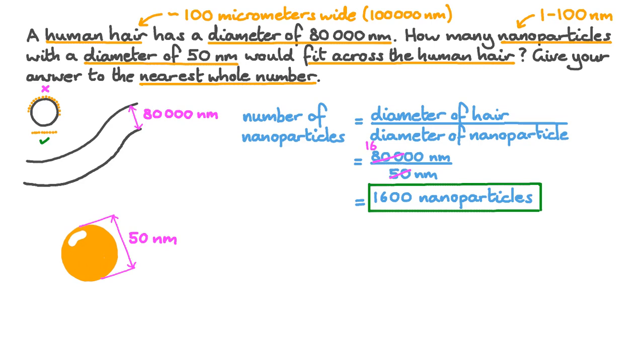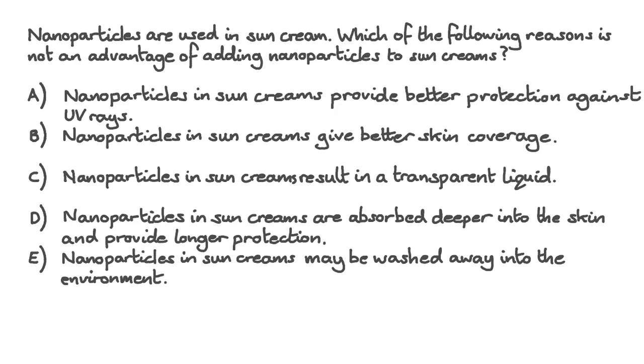Our next question looks at the applications of nanoparticles in sun creams. Nanoparticles are used in sun cream. Which of the following reasons is not an advantage of adding nanoparticles to sun creams? A. Nanoparticles in sun creams provide better protection against UV rays. B. Nanoparticles in sun creams give better skin coverage. C. Nanoparticles in sun creams result in a transparent liquid. D. Nanoparticles in sun creams are absorbed deeper into the skin and provide longer protection. Or E. Nanoparticles in sun creams may be washed away into the environment.